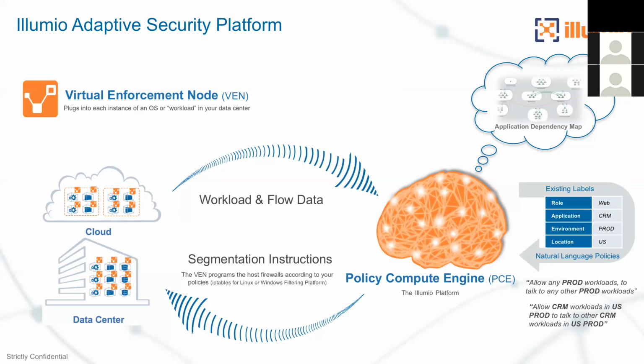So even though we call it the virtual enforcement node, that agent isn't doing any enforcement. It's not routing the traffic. It's not packet filtering.